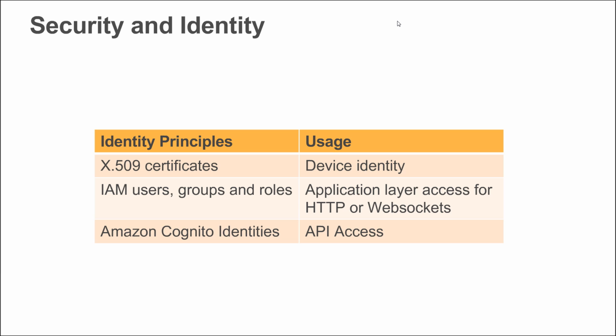Identity is handled in three basic ways. X.509 certificates identify devices. IAM users, groups and roles with the corresponding credentials can be used at the application layer if you're using HTTP or WebSockets and you're running requests across those. And Amazon Cognito identities can be used for API level access.